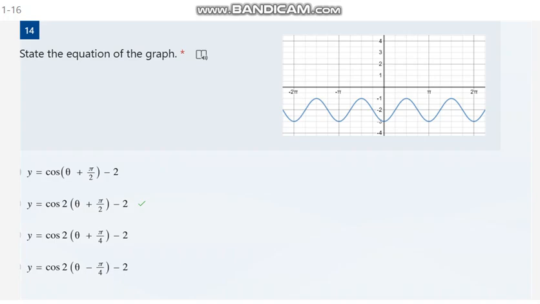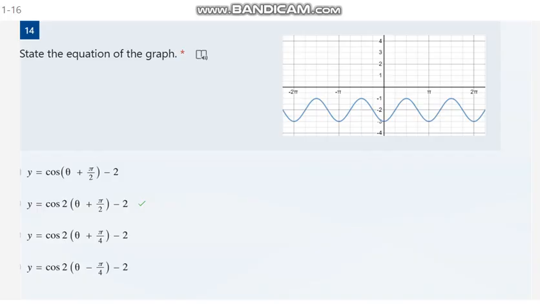안녕. Let me take a look at those three questions that you asked. State the equation of the graph. 여기 보면 answer choices가 다 코사인으로 돼 있기 때문에 일단은 we will be looking for cosine.